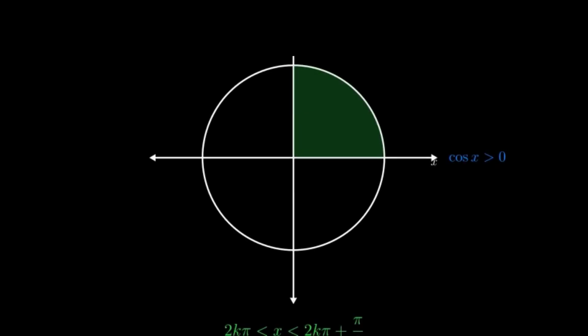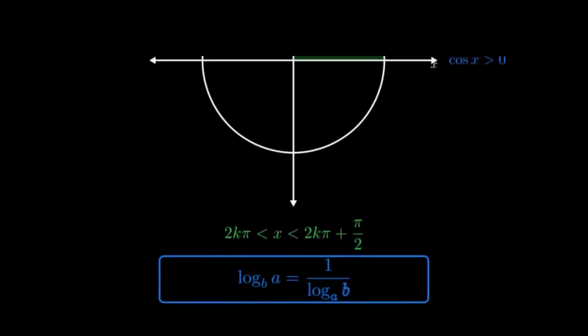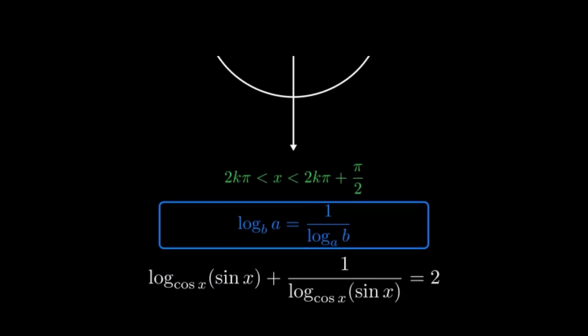Step 2. Use the reciprocal property for logarithms. Log base b of a equals 1 divided by log base a of b. That lets us rewrite the second term. Step 3. Let t equal log base cosine x of sine x. Then the equation becomes t plus 1 over t equals 2.